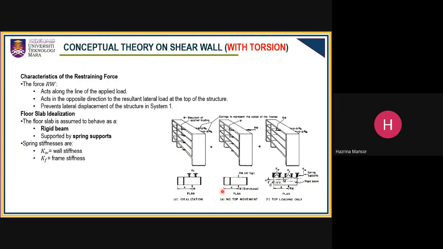Okay, so in this, for the slab idealization, it is represented as a rigid beam. In the floor slab idealization, the floor slab is assumed to behave as a rigid beam supported by spring supports. The spring support represents, as you can see here, the wall frame stiffness, and this is the K frame stiffness.